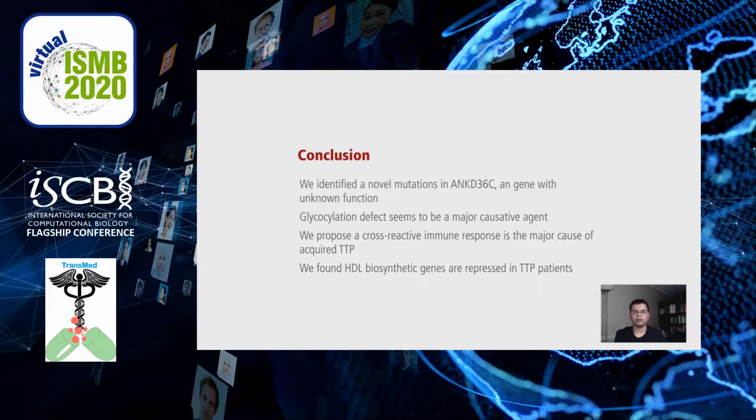So our conclusion from the analysis is that we identified the involvement of the ankyrin domain repeat containing proteins in TTP for the first time. We showed that the glycosylation defect was one of the causative factors in TTP disease progression. This glycosylation might actually affect the autoimmune reaction against ADAMTS13 protein. We also found, quite unexpectedly, that the HDL biosynthetic genes are also repressed in TTP patients.